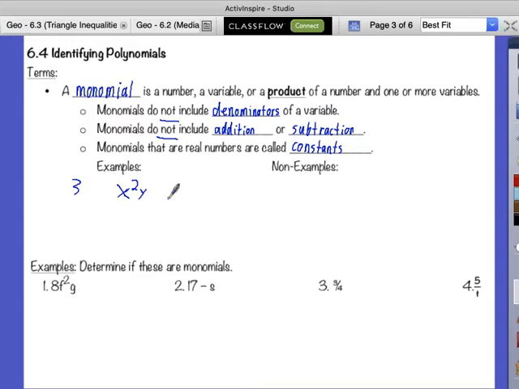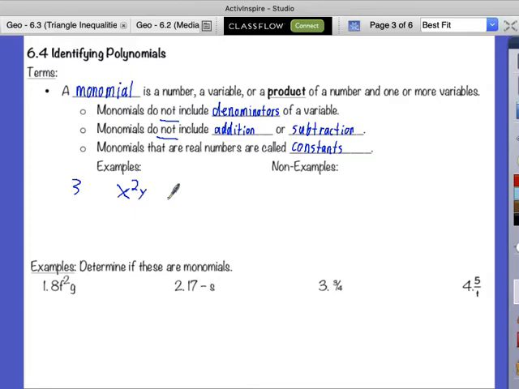But do we have any denominators? Do we see any variables in the bottom of a fraction? No. Do we have any addition or subtraction? No. So according to those two, it is perfectly still a monomial. It's called one term, even though we see two variables.